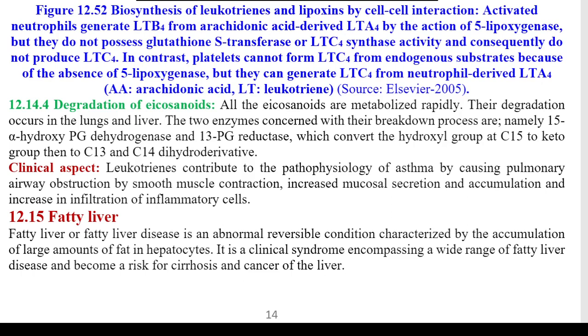Clinical aspect. Leukotrienes contribute to the pathophysiology of asthma by causing pulmonary airway obstruction by smooth muscle contraction, increased mucosal secretion and accumulation, and increase in infiltration of inflammatory cells.